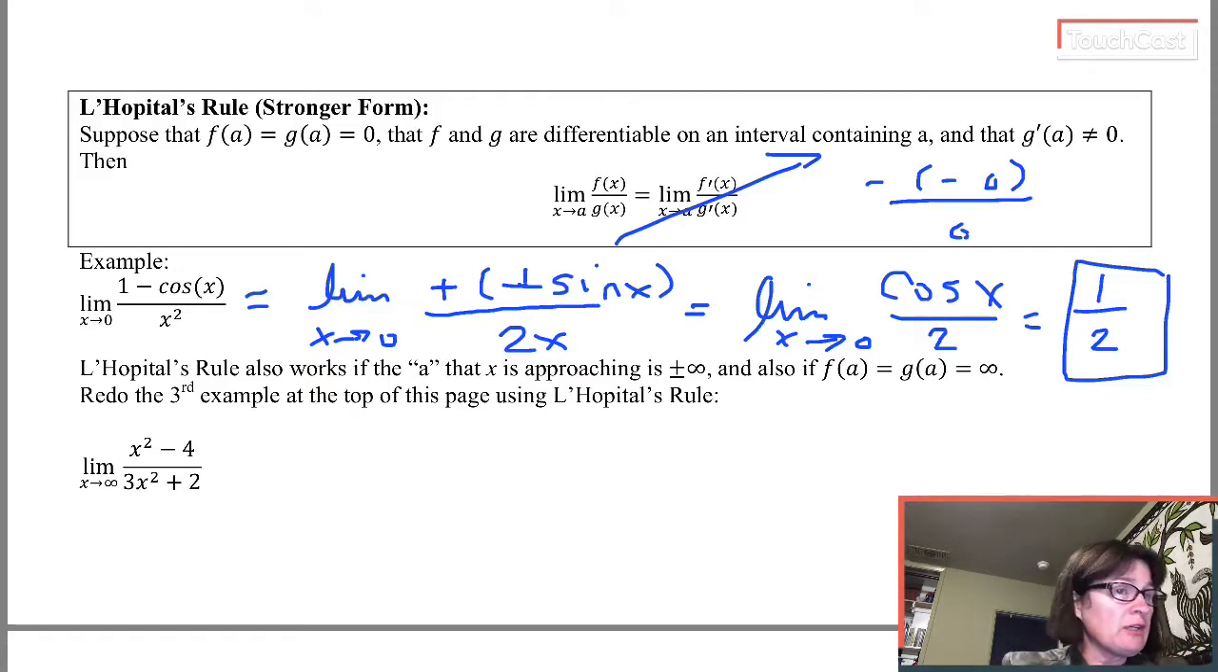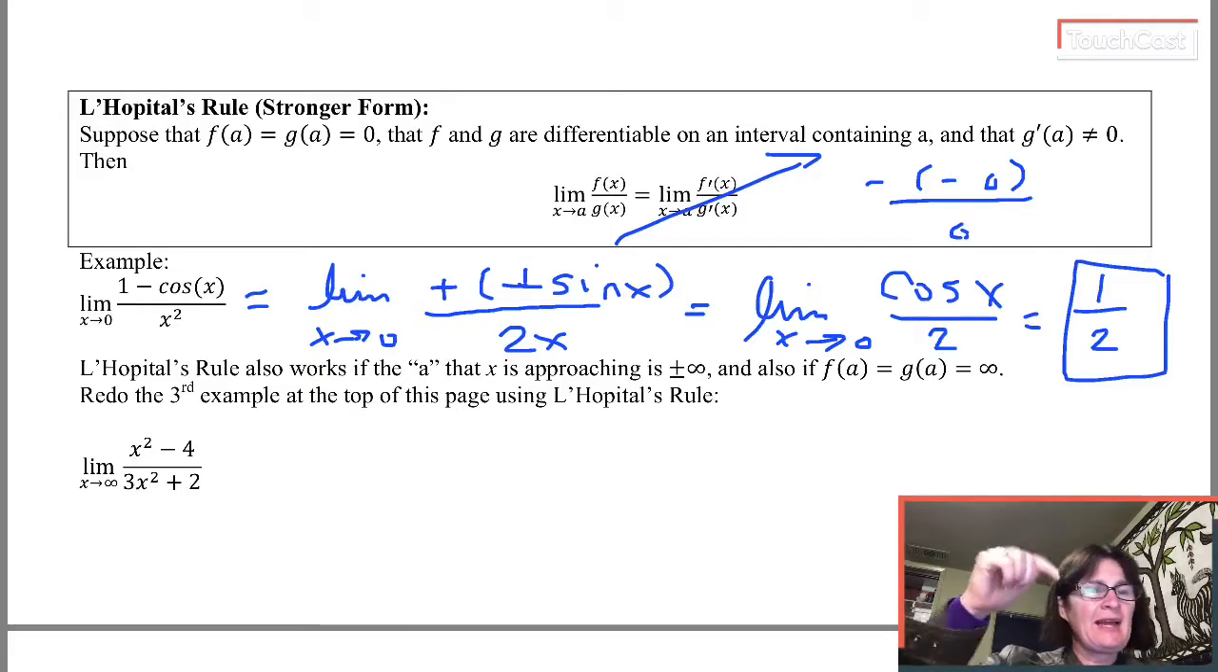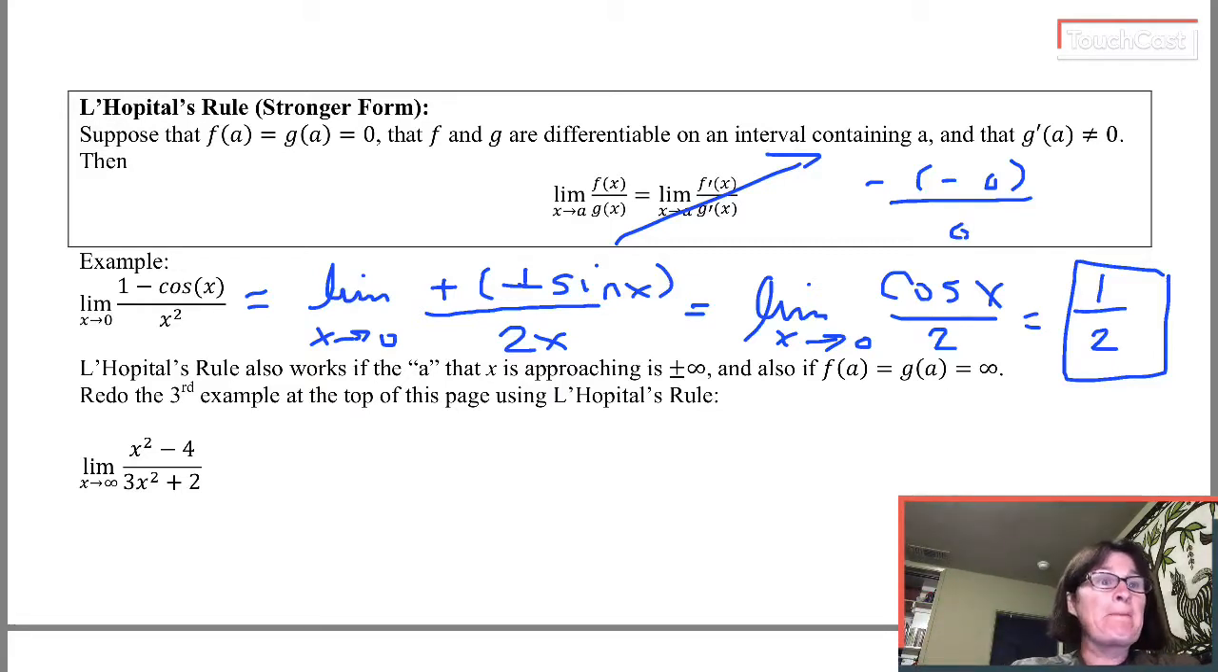And here's the stronger version. That 0 over 0, it might not be 0 over 0. You might have an infinity over infinity. Or the x value that you're interested in approaching might be infinity. L'Hopital's rule is still going to work. So that third example from the top of the page, watch this.